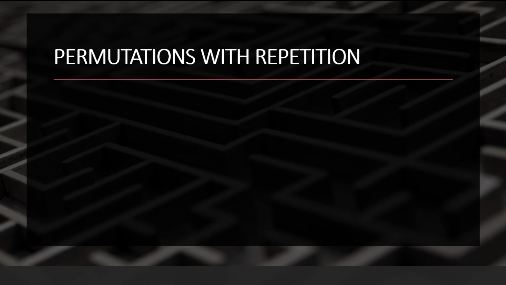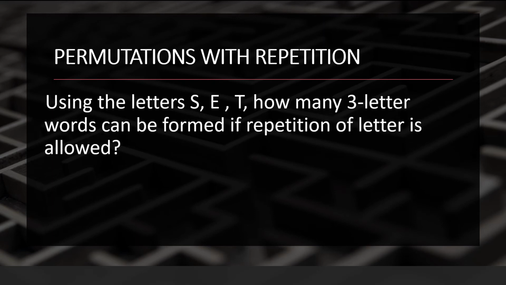Let us deal with this problem. Using the letters SET, how many three-letter words can be formed if repetition of letters is allowed? Notice that for this problem, three locations are needed. There are three letters which can be used to fill the first location. Because repetition is allowed, the same 3 letters can be used to fill the second location and also the last location. Multiplying them, we have 27 possible arrangements.